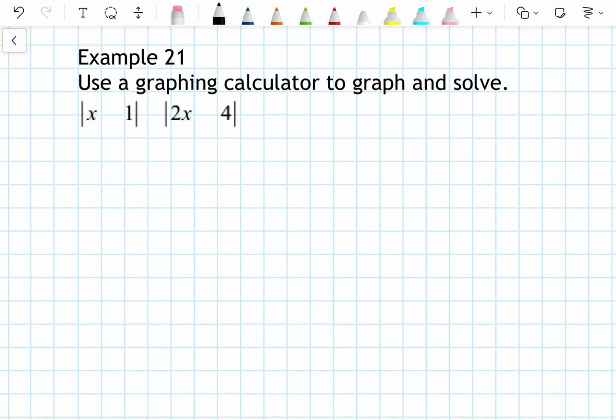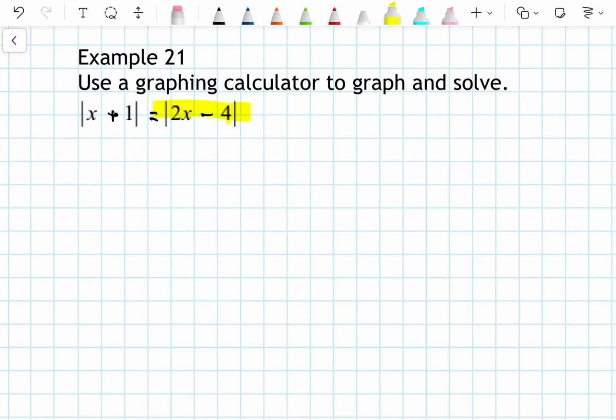Example 21. We want to solve and graph this with a graphing calculator. That's going to be something that I'm going to need to show you guys in person. If you'd like to, you can find a YouTube video over it. But all we're going to do is graph it with the calculator, and the calculator has a nice way to find where things intersect.